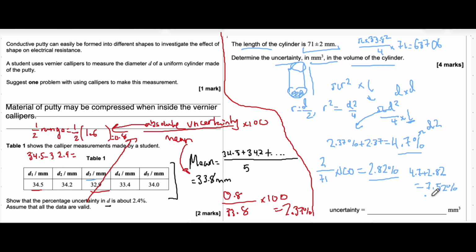And then we found that the volume has this much percentage uncertainty. So we then find 7.52% of that volume, and that's the actual uncertainty of the whole experiment. So let's find 7.52% of 63706, and that's our final answer. You can just multiply 63706 by 0.0752, because that'll find 7.52%, and that gives you 4790, or 4791, sorry. And that's your final answer to this question.